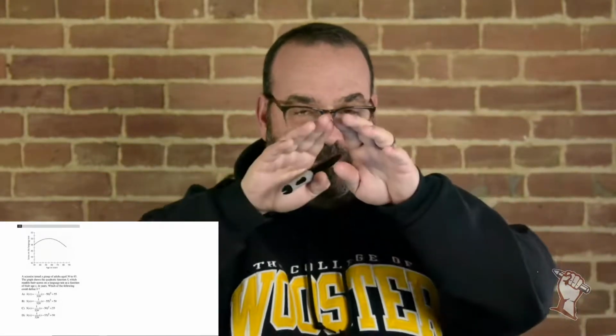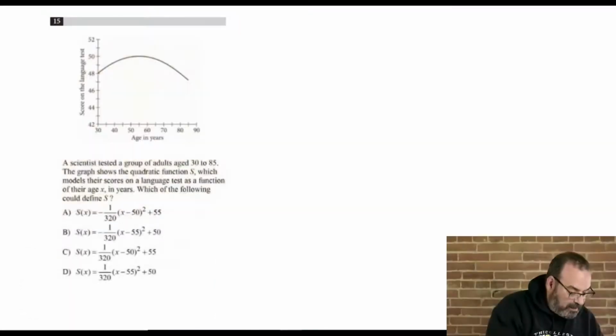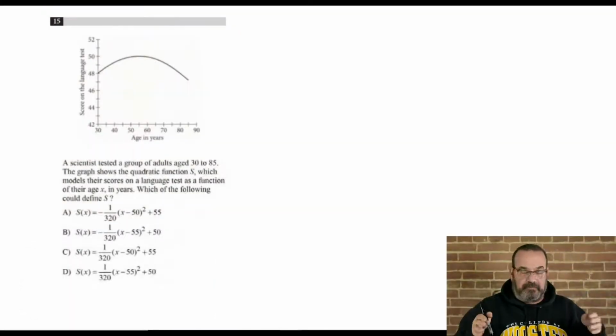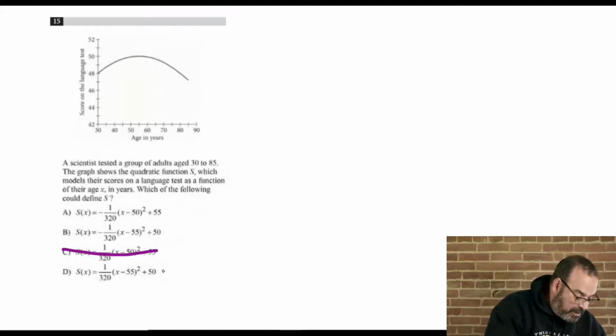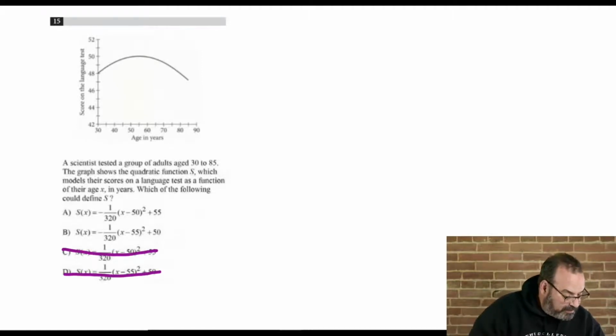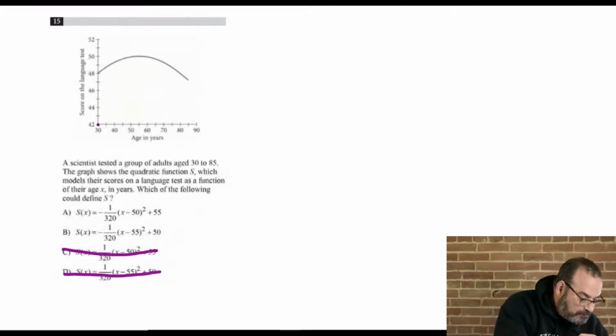If you've done my quadratic video, which Damien helped me with months ago, it is a negative parabola. So these two are positive. So I'm down to 50-50. And how the heck am I going to solve this one?